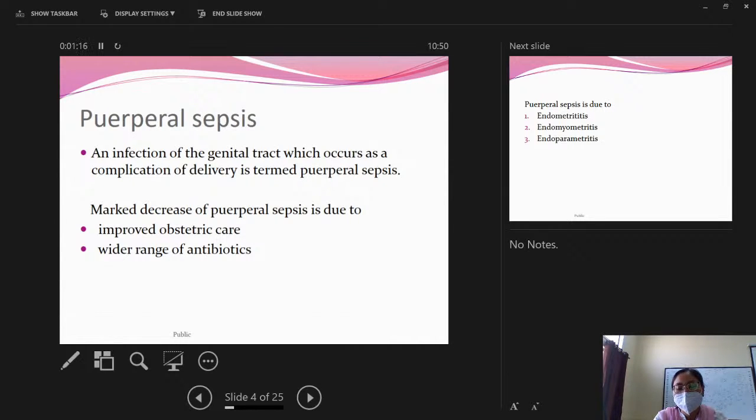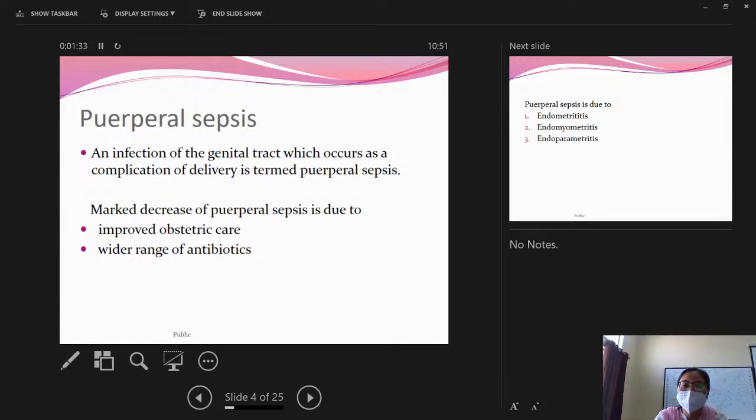Puerperal sepsis is the topic which I'm going to take in detail today. It usually comes as a question, either a 5 marks or 10 marks question. So first we will learn about the definition. The definition is: an infection of the genital tract which occurs as a complication of delivery is termed puerperal sepsis.